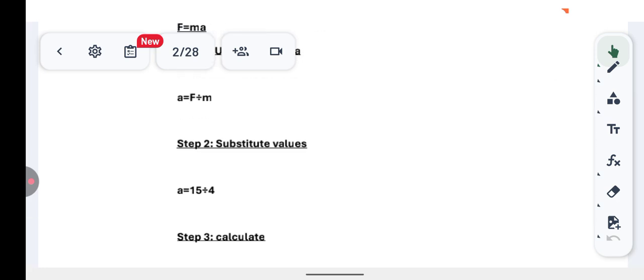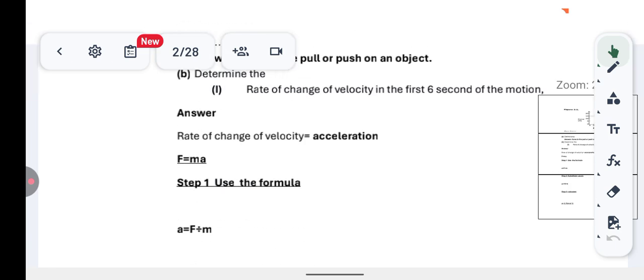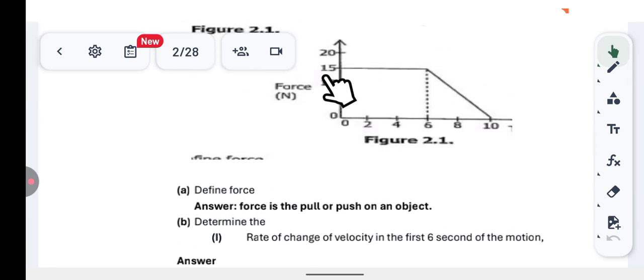Step 2, substitute the values. Our 15 is coming from the graph. If you look at the graph, our motion is starting at what? 15 newtons. That's where the 15 has come from.